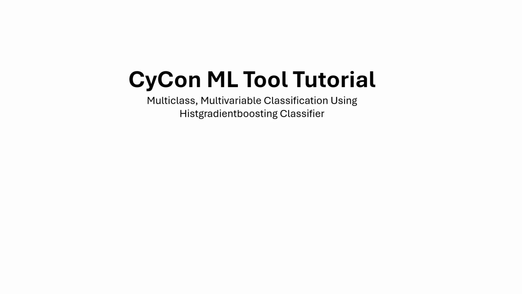Welcome to this Scikit machine learning tool tutorial. In this session, we'll focus on multi-class, multivariable classification using the Histogram Gradient Boosting Classifier. Our case study comes from the network logs dataset, where the goal is to classify different types of scans based on encoded log features.